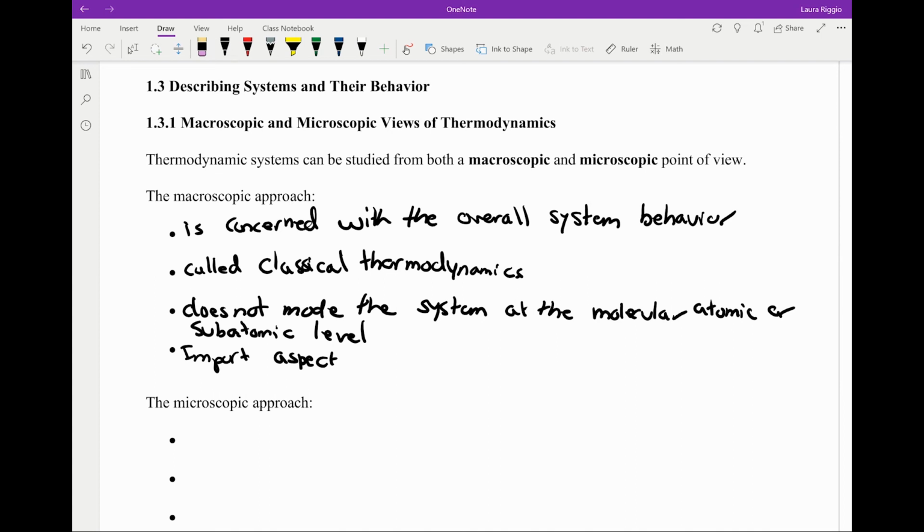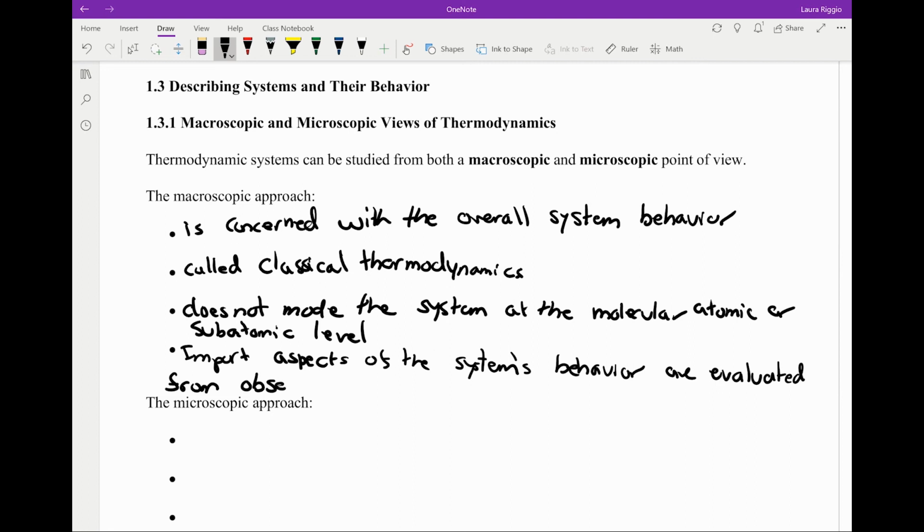So important aspects of the system, like how the system behaves, are evaluated from observations of our overall system.